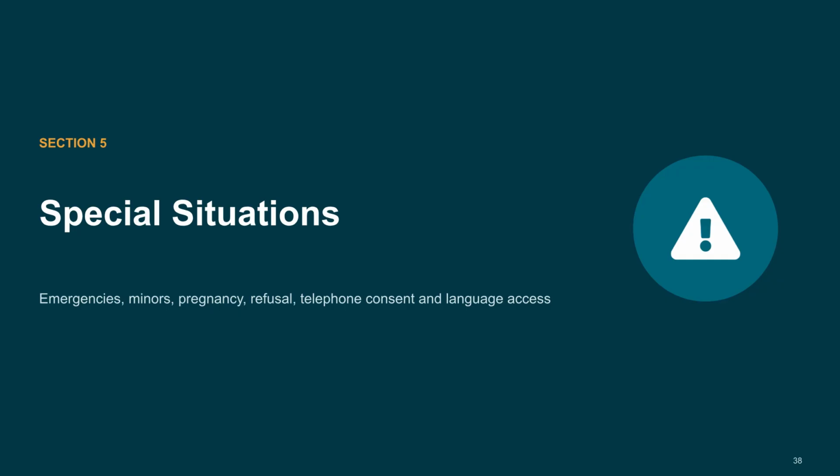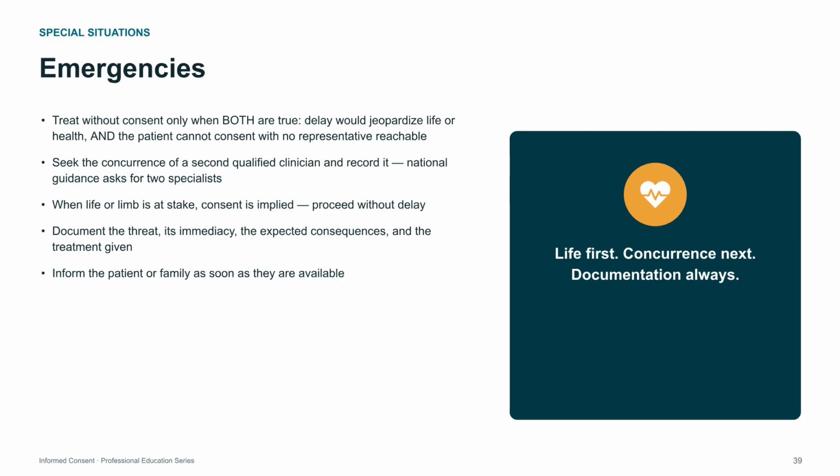Section 5 explores special situations where standard pathways are adjusted, including emergency care, treatment for minors, pregnancy, patient refusal, and the requirements for telephone consent and language access. In emergencies, you may proceed without consent only if life or health is at immediate risk and no representative is reachable. You must seek the concurrence of a second qualified clinician, document the clinical threat, and inform the family as soon as they are available.